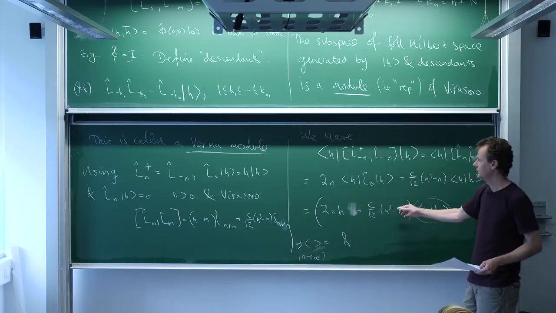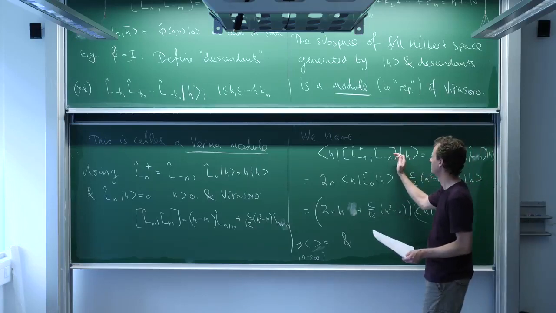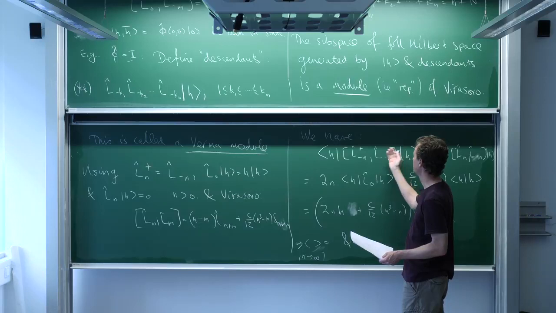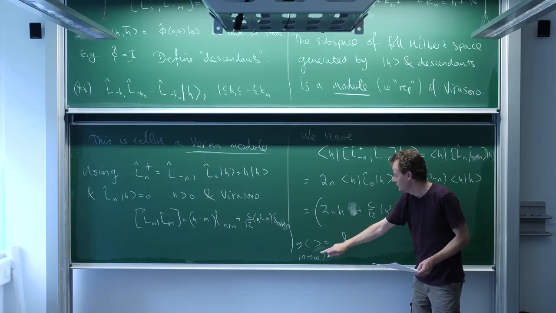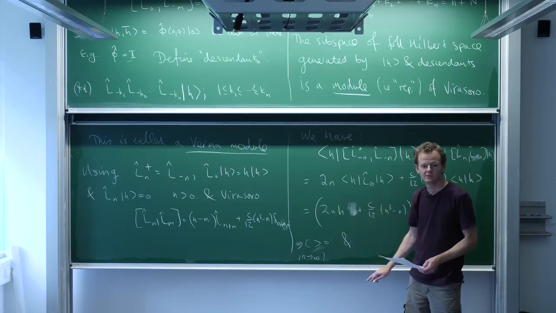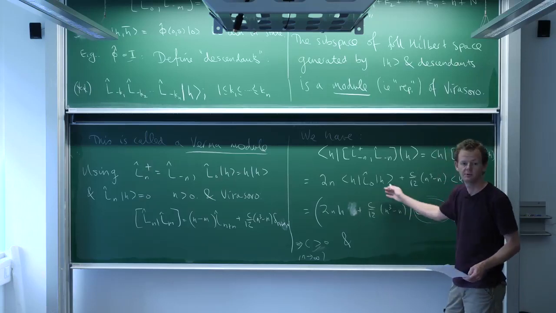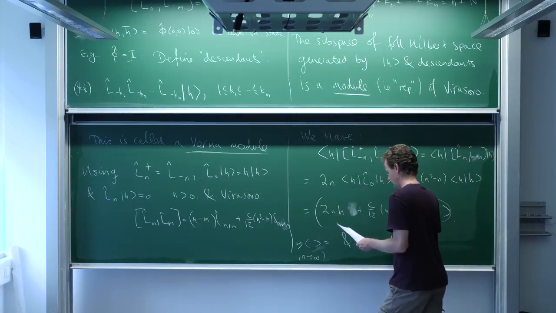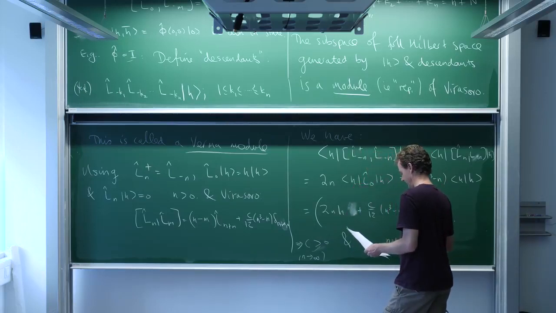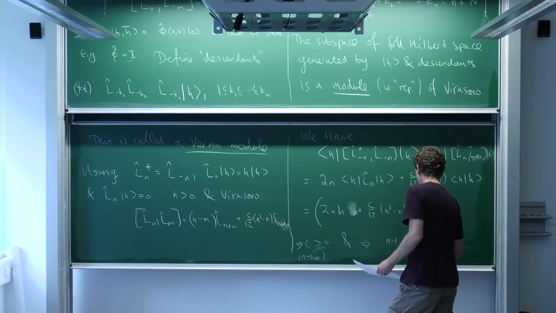So just looking at this thing here, knowing that it's a positive quantity and letting n tend to infinity, it's positive because this is equal to the inner product between two descendant states. Sending n to infinity, we see that c has to be strictly greater than 0, otherwise this would become negative for some value of n. Furthermore, if n is 1, this implies that h is bigger than 0.